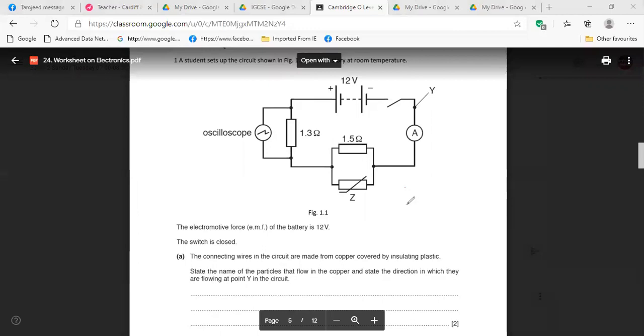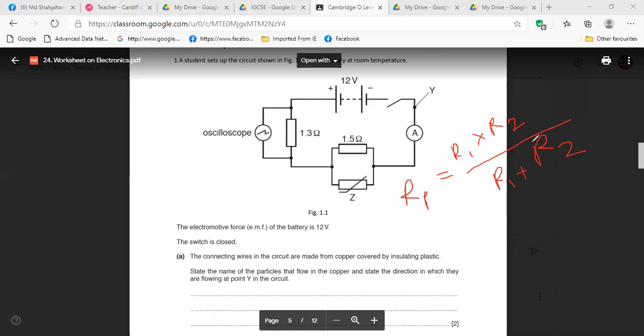RP. You write this formula. RP equals R1 multiplied by R2, divided by R1 plus R2. Isn't it? Calculate what value is coming.